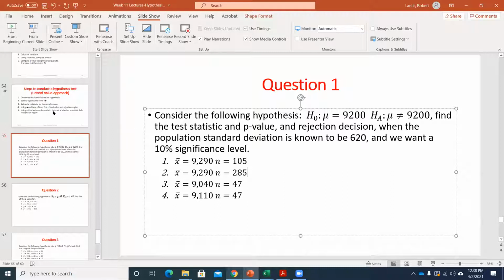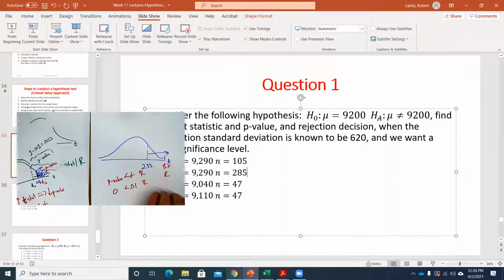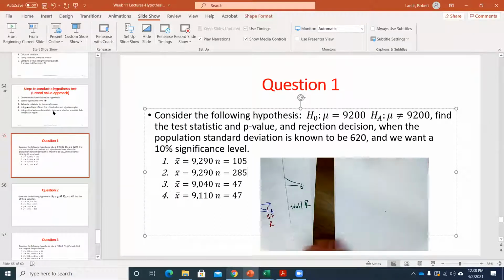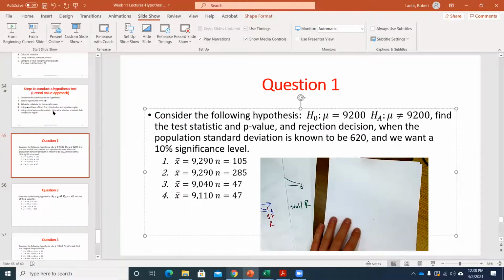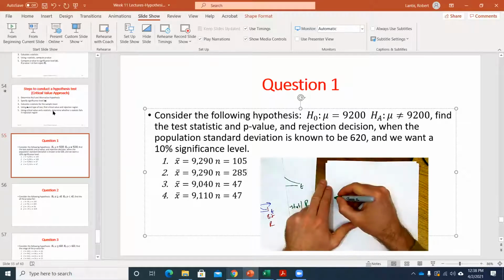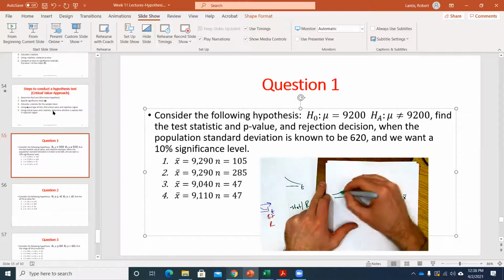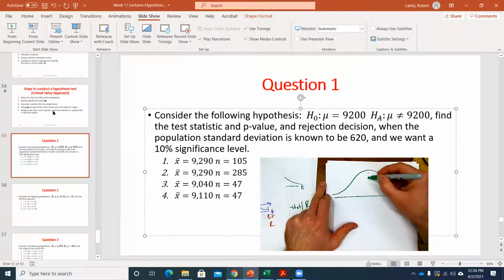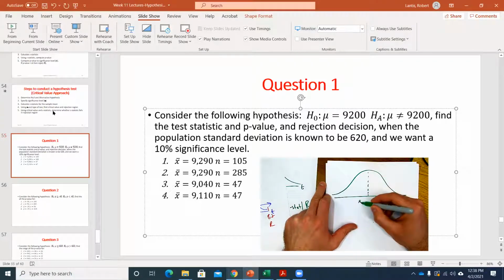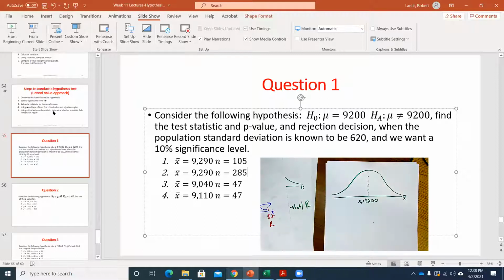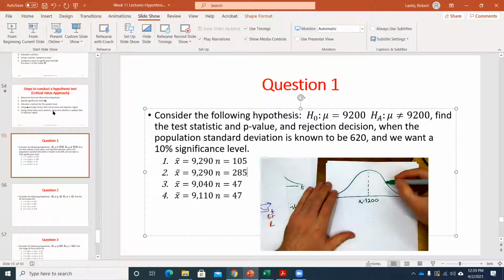Well, try to draw this, get all our information down, and then we'll switch so we can actually see it. I know that my sample means should be normally distributed around whatever the true mean is. Well, I've assumed that the mean is, what, 9,200? I then find a sample mean of 9,290. Okay.